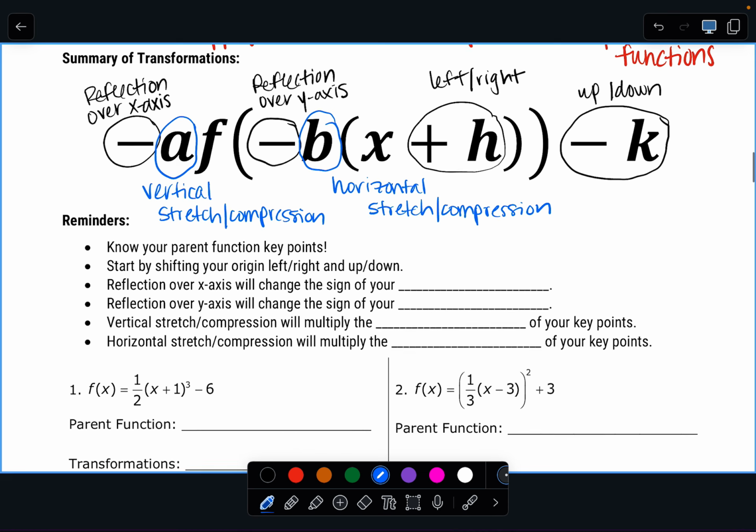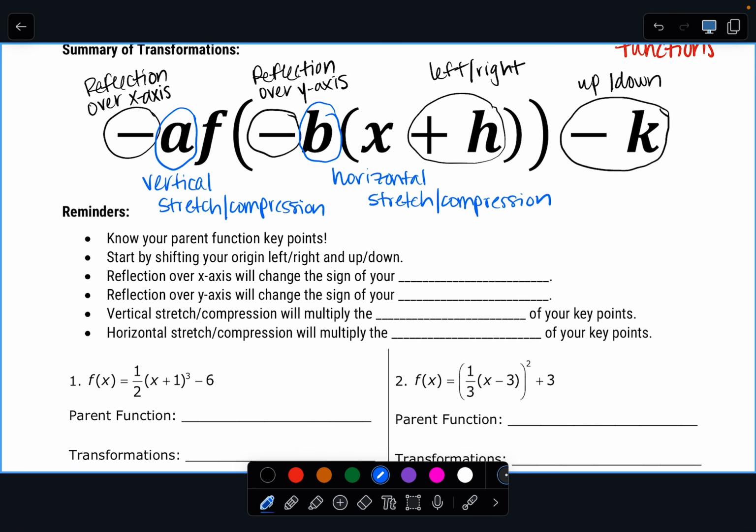So going through our reminders, when we graph, the first thing we do is we identify our function because we need to know our key points. And then we move the origin left, right, up, down. Same thing as we did from last time.